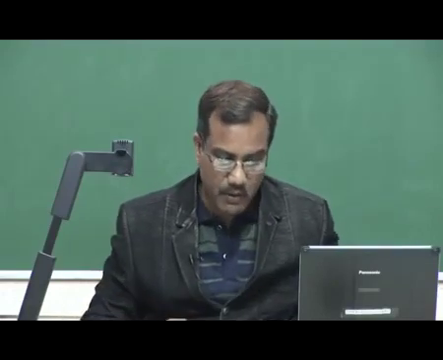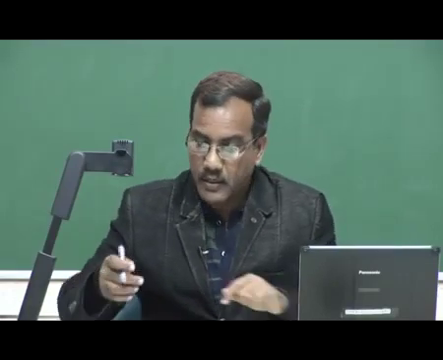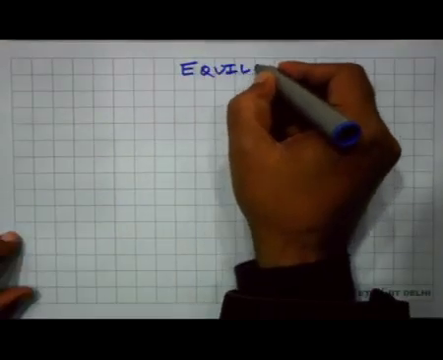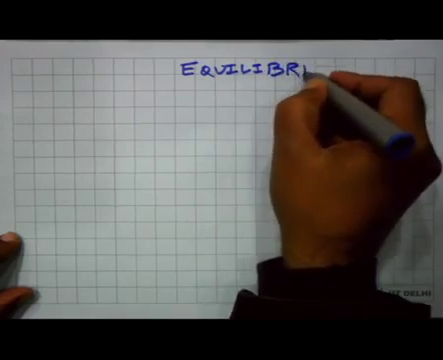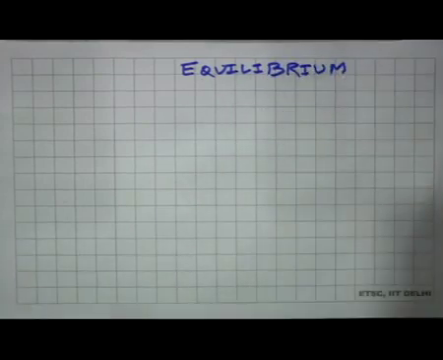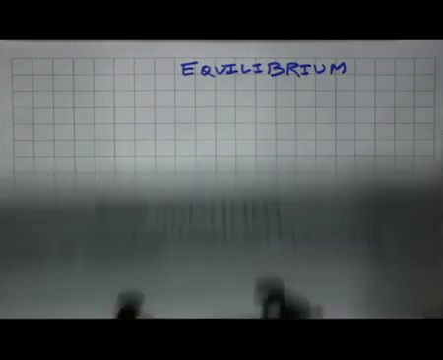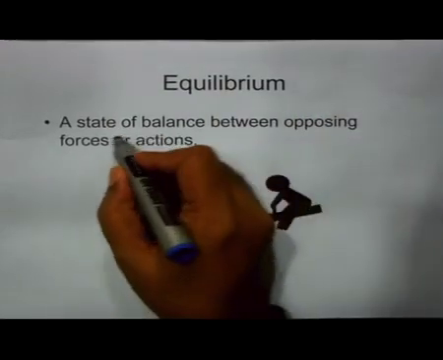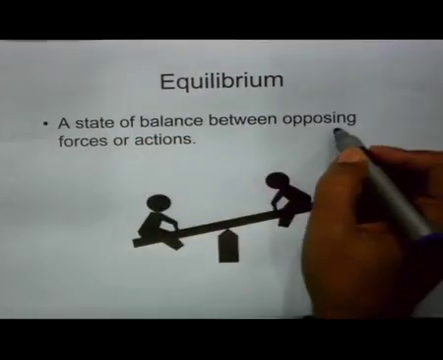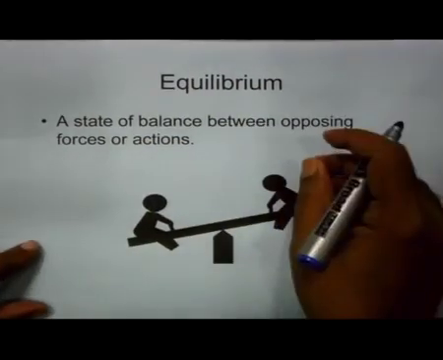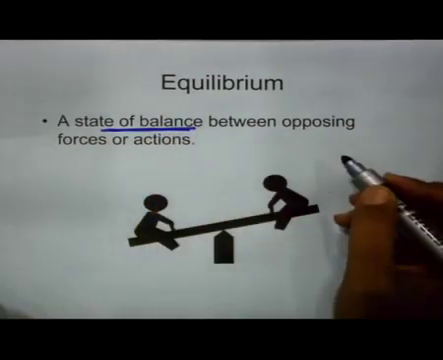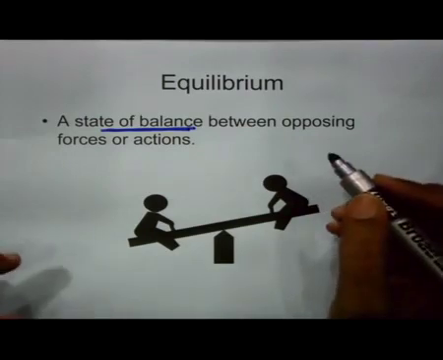So, let us first discuss what we mean by equilibrium. For that I will use this picture. Equilibrium is basically a state of balance between opposite forces or actions. A state of balance, you must remember this, and there are two opposing forces.